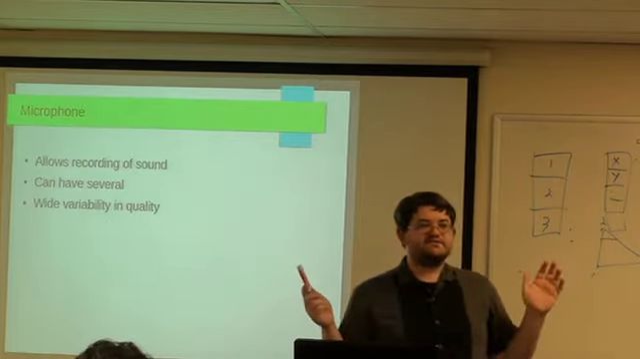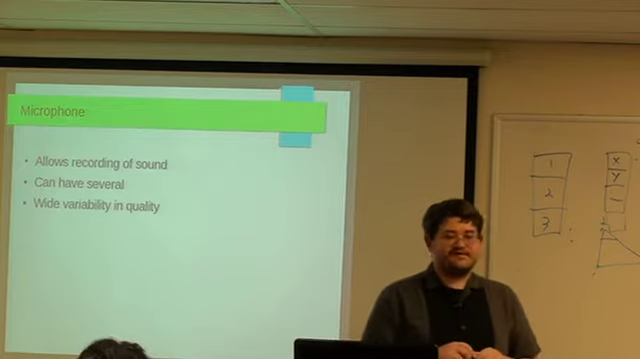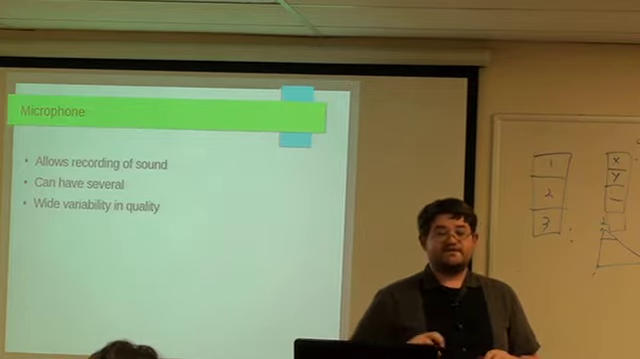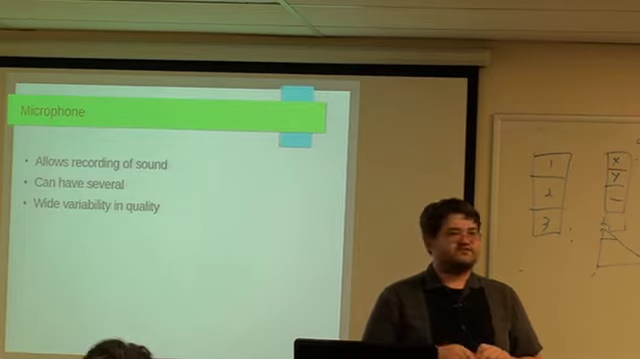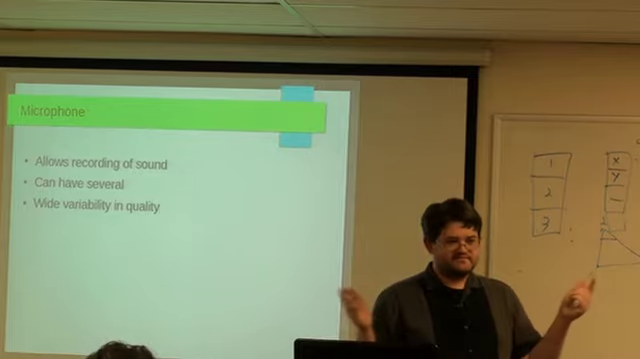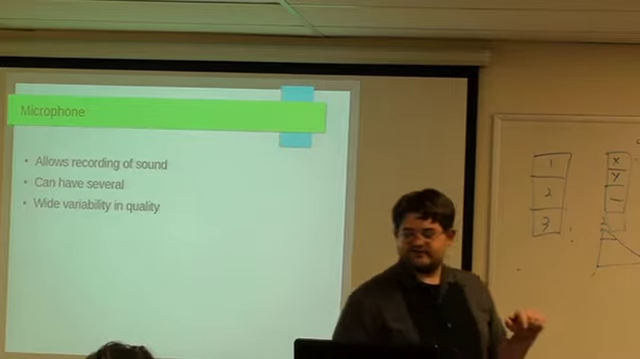Microphone. Every single smartphone has a microphone, because if it didn't, you wouldn't be able to make calls. Some of them can have several. This is used for noise cancellation and stuff like that. There's a very wide variety of quality for microphones. Keep that in mind when you're designing your apps that require voice input.